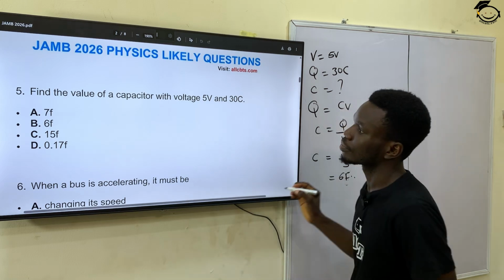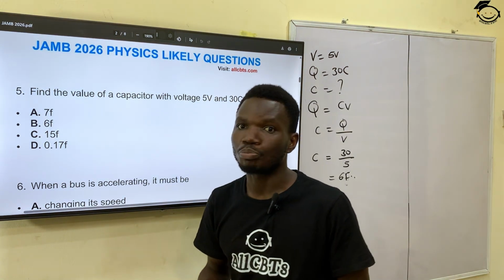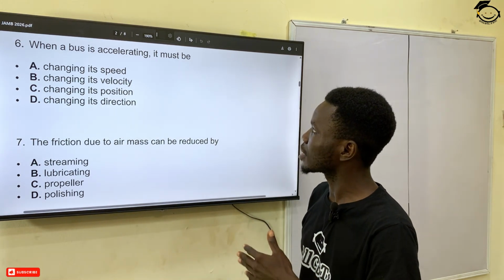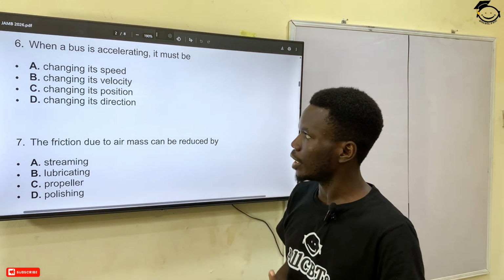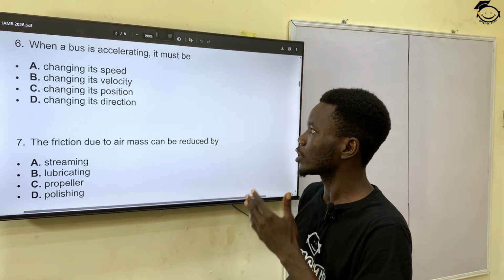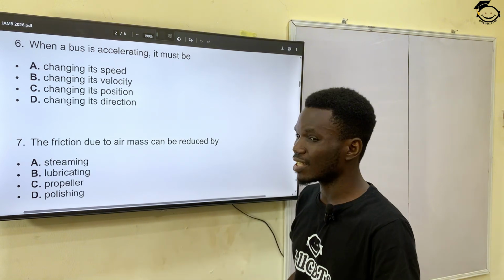6 farad. And that is option B. Moving on to question number 6. It said, when a bus is accelerating, it must be dash. A, it must be changing its speed. B, it must be changing its velocity. C, it must be changing its position. And D, it must be changing its direction.